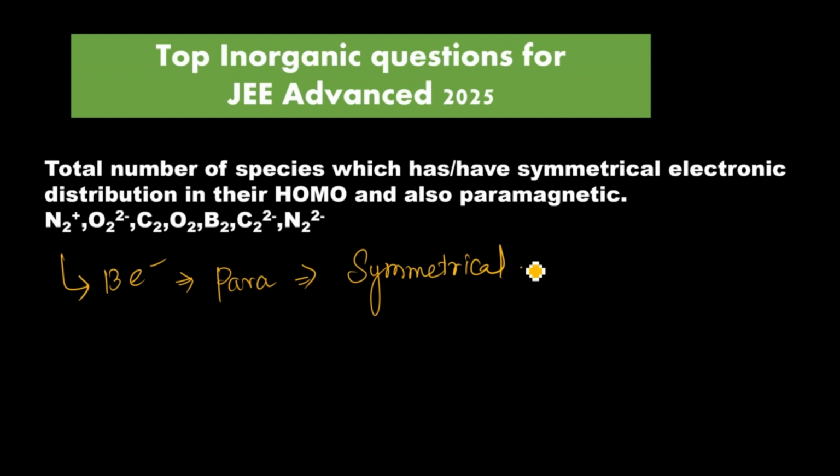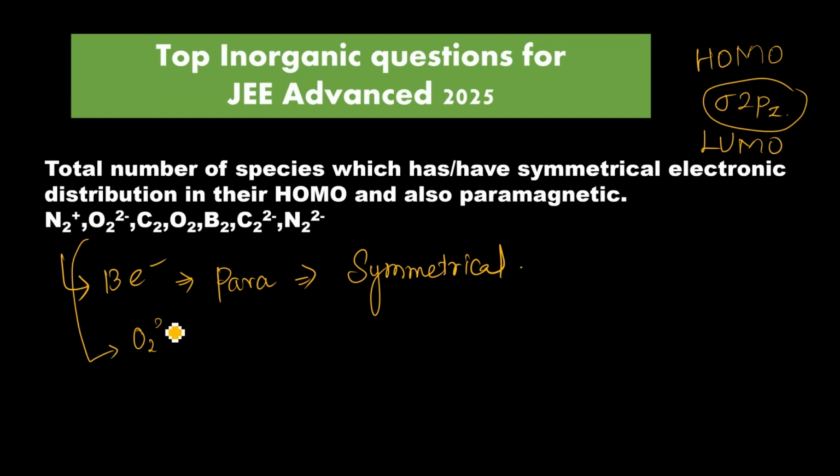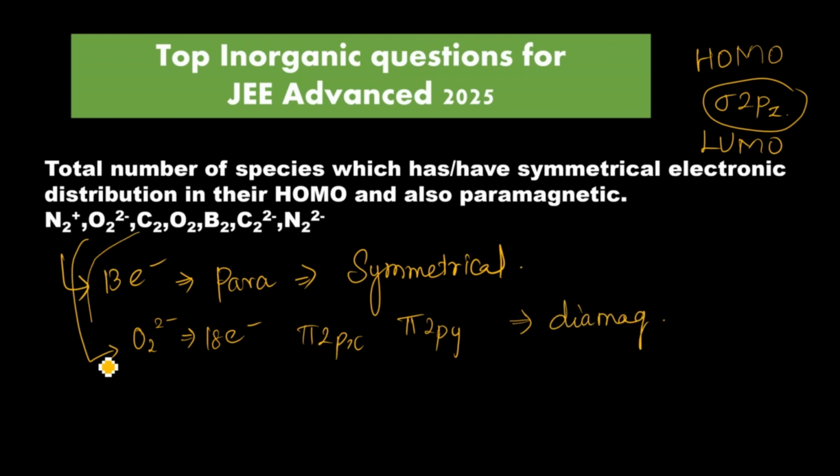On the HOMO. HOMO means highest occupied molecular orbital. Occupied thing we have to see. Hope you know about HOMO and LUMO. HOMO means highest occupied molecular orbital. Here that is sigma 2pz, having one electron. LUMO means lowest unoccupied molecular orbital. Okay, let's have O2 2 minus, which will have 18 electrons in total. Correct? And its HOMO is pi star 2px and pi star 2py. Both are fully filled, of course. Is it paramagnetic? No, this is diamagnetic. So that is not our concern.